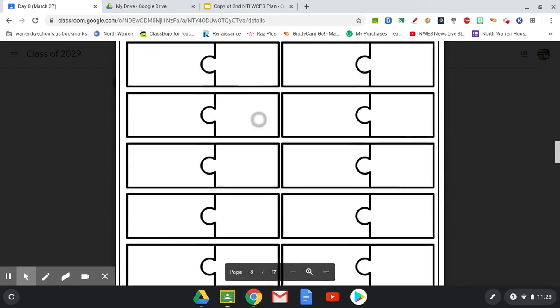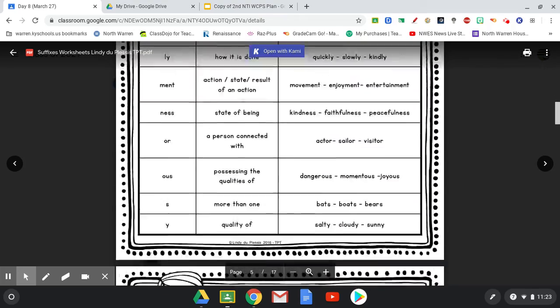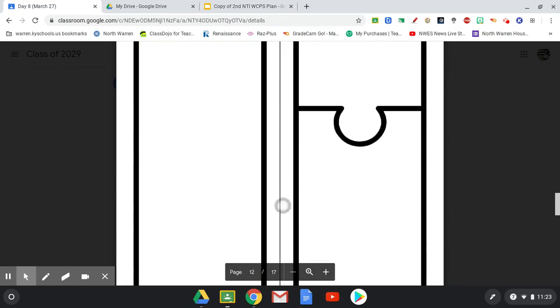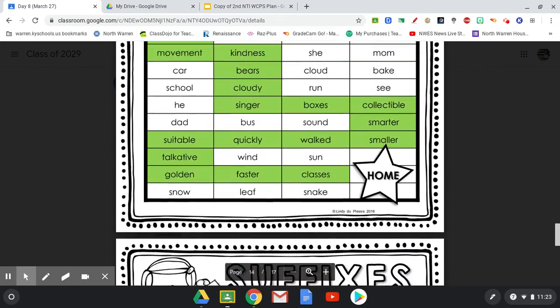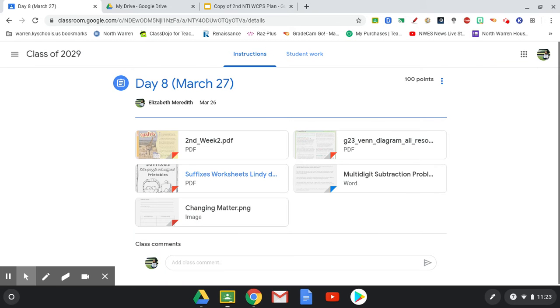Okay. Don't forget that you can go back and use this suffix chart to help you out with those. Totally use that. And then I've also given you the answer key for you to check your work. Okay. So that's the suffixes.